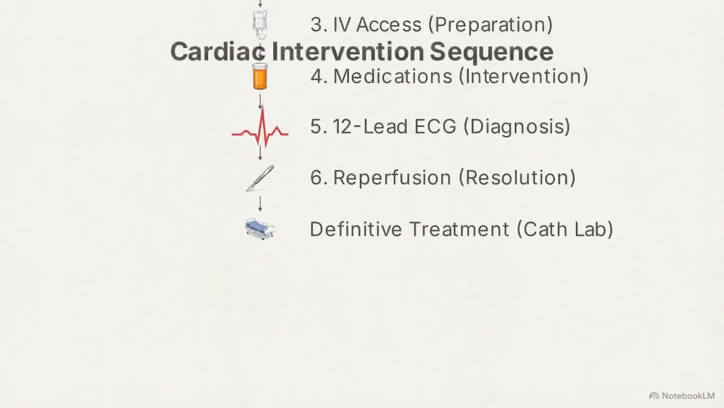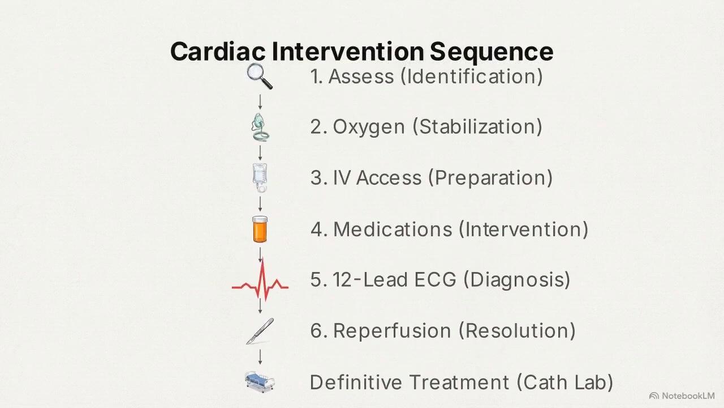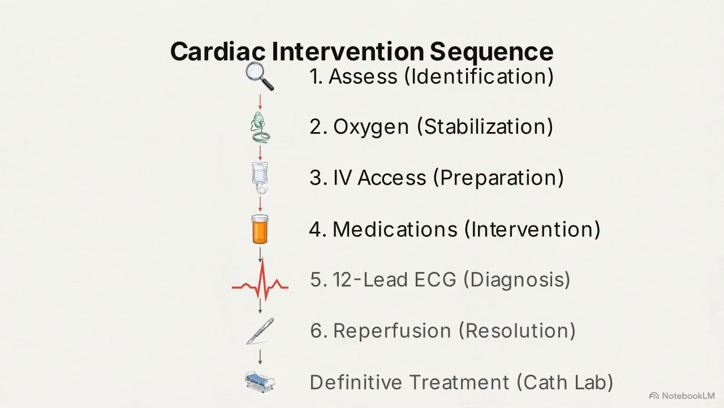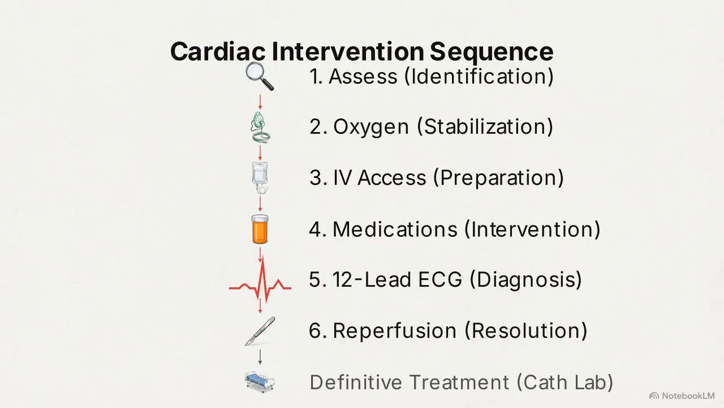This flowchart maps the rigid order of operations a nurse follows when intervening. Identifying the problem is only the first half of the exam. The second is taking action in the correct sequence. Step 1 is always to assess the patient first. Step 2 is to apply oxygen to stabilize their breathing. Step 3 is to establish IV access to secure a route for fluids and immediate intervention. Step 4 is to administer prescribed medications. Step 5 is to secure a 12-lead ECG to analyze the cardiac rhythm. And Step 6 is to prepare for reperfusion procedures, like a cardiac catheterization.